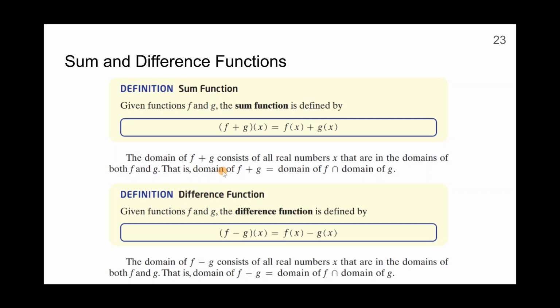That is to say that the domain of f plus g is equal to the intersection, and this upside down u is the intersection. That means it's the domain of f intersected with the domain of g. In other words, it is all the x values that are in both the domain of f and also in the domain of g. So if there's a number that is in the domain of f that is not in the domain of g, it would not be in the domain of f plus g.